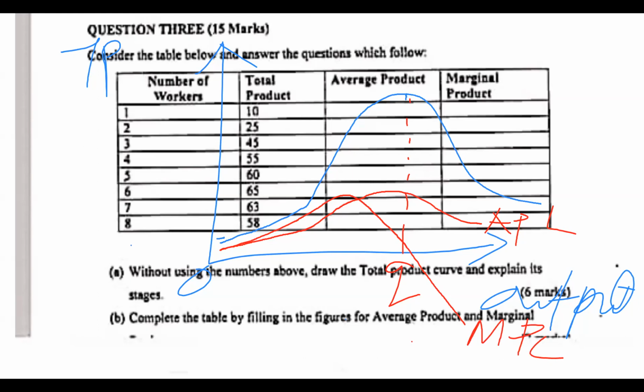Average product is never negative. It doesn't go to the negatives. It is actually asymptotic against the horizontal axis. Asymptotic means it comes closer and closer, but it doesn't touch. That's what it means to be asymptotic. This is the total product, average product, and the marginal product of labor. This is how you graph.